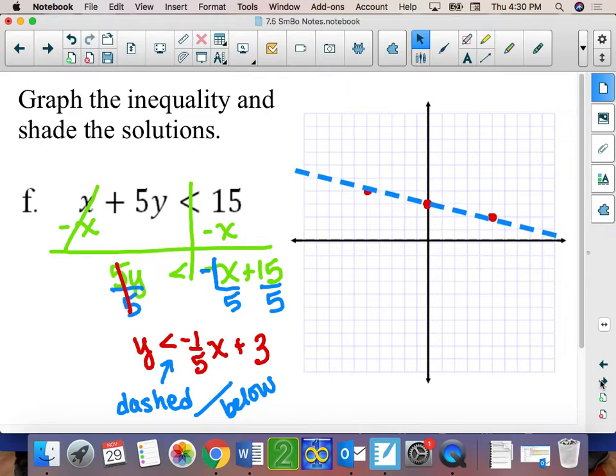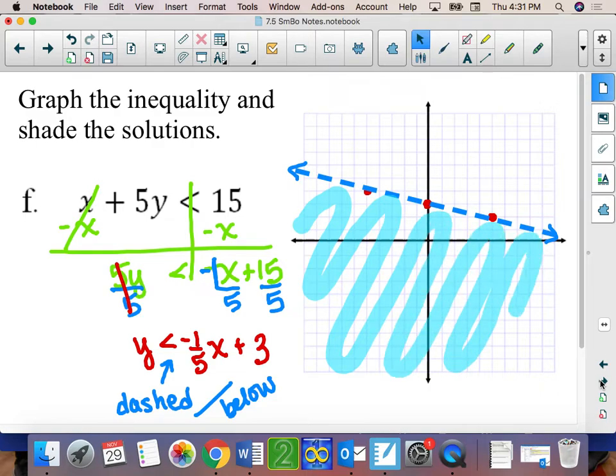And we're drawing a dashed line using our ruler. And then I go to where my line crosses the y-axis and I want to go below, which is here. So I'm going to shade on this side of my line. And so anything in the shaded region would be a solution to this inequality.